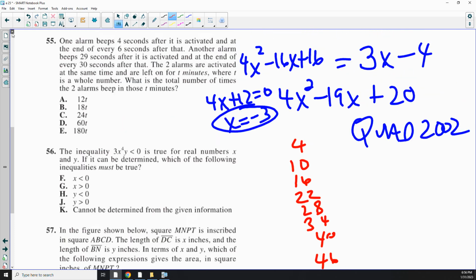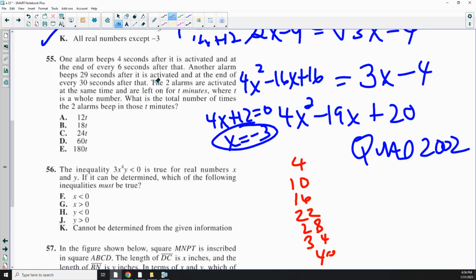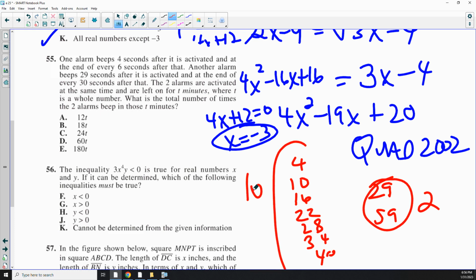The second one's not as moody. It beeps 29 seconds after it's activated, and every 30 after that, so only twice. So this one's going off 10 times a minute. That one's going off twice, so isn't that 12? So it's 12 times a minute, so it's going to be 12t. Not too bad, huh, for a number 55.